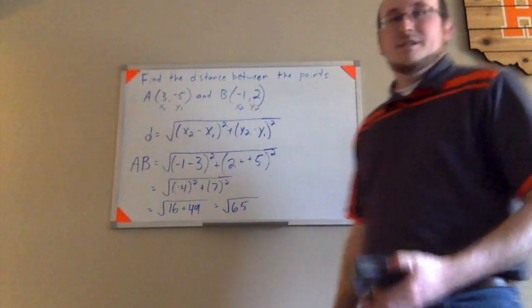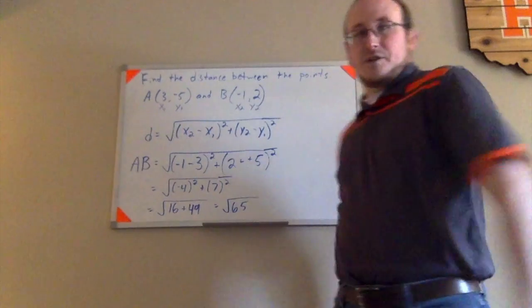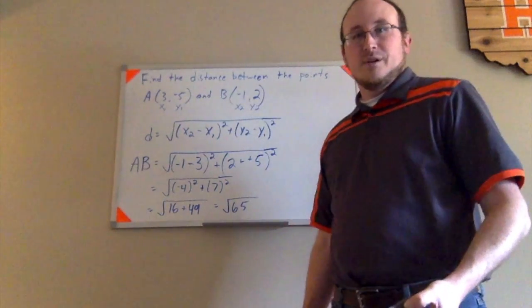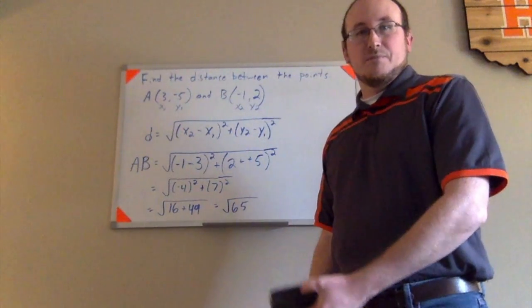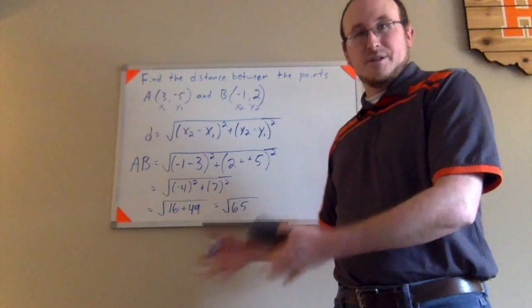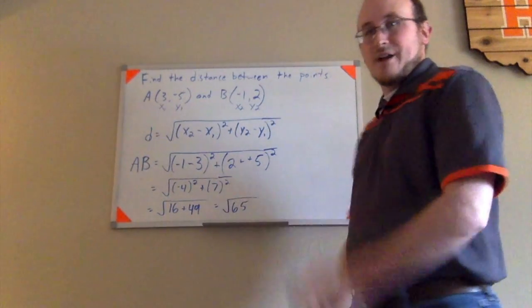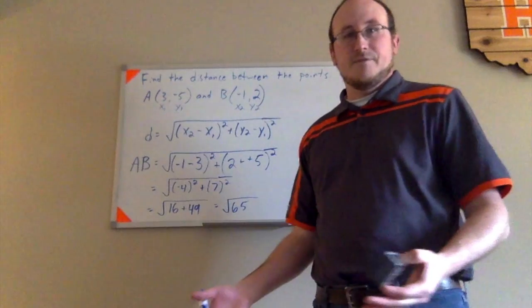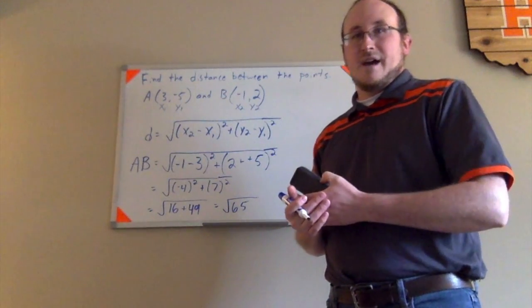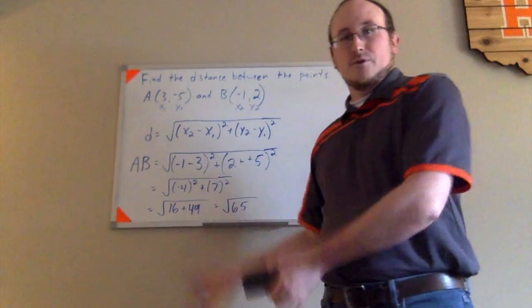If I wanted an exact solution to this, the square root of 65 is an exact solution. Some radicals could be simplified a little bit and still be in radical form. For instance, like the square root of 50 could break down as 5 square root of 2, like that.